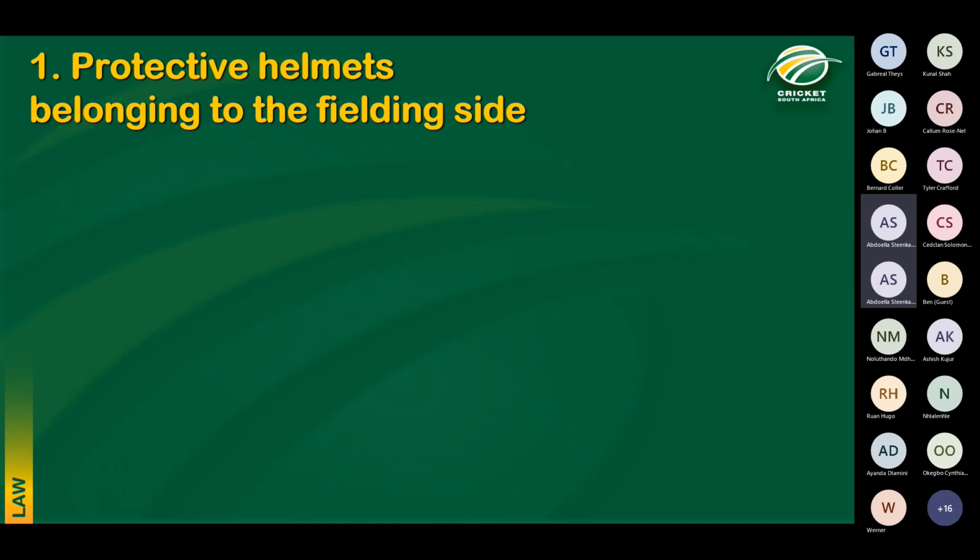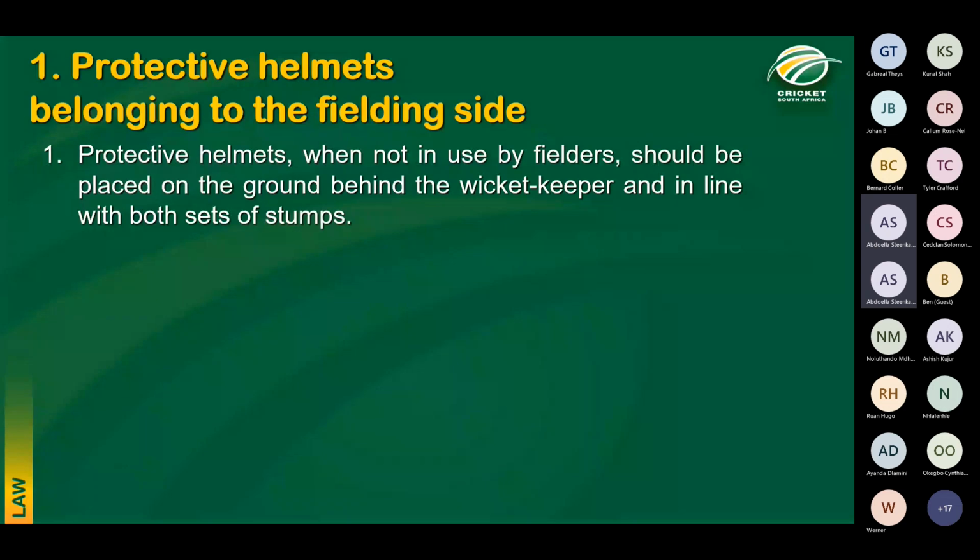The fielder. When it comes to protective helmets, that belongs to the fielding side. The law guides us here. What should you do with helmets when they are not in use by the fielders? The law tells us exactly where you need to place them. They need to be placed behind the wicketkeeper, in line with both sets of stumps.